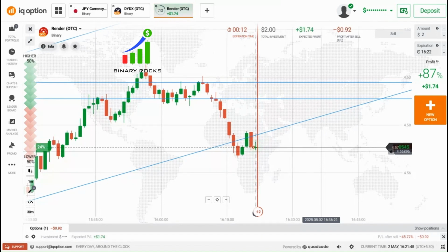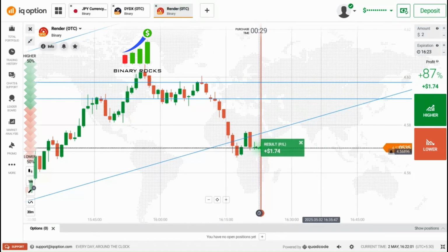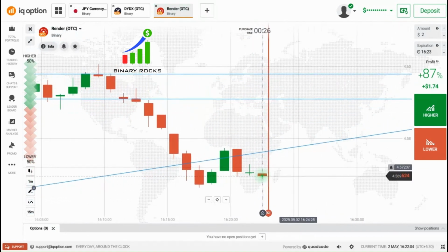Here, if you notice, the buyers are trying to enter. We'll check what will happen. See, weak buyers have entered. Okay, I will go with sellers again.